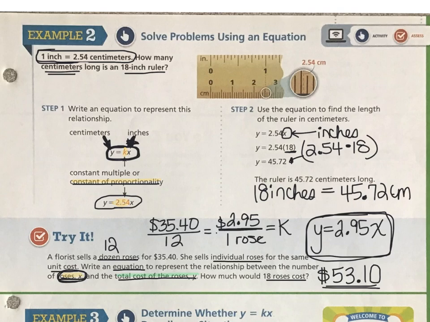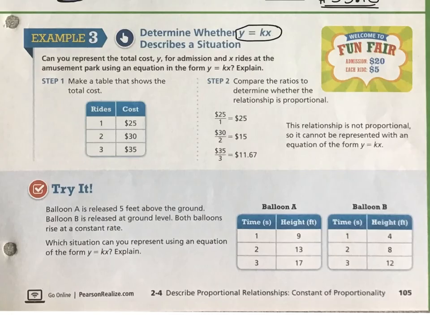Now let's move on to example 3. Example 3. Determine whether y equals kx describes a situation. Can you represent the total cost, y, for admission and x rides at the amusement park using an equation in the form y equals kx?